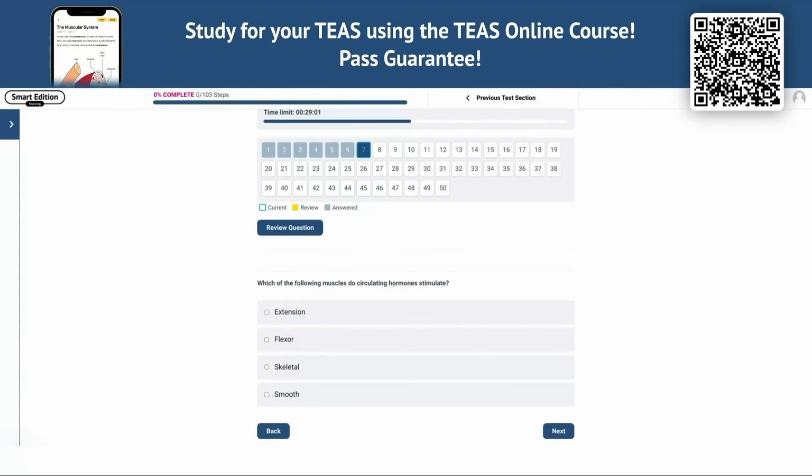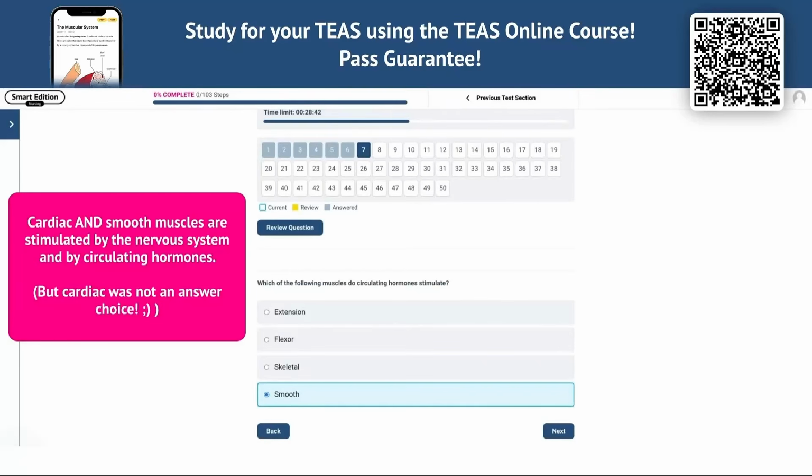Which of the following muscles do circulating hormones stimulate? Extension, flexor, skeletal, or smooth? Okay, the answer for this question is D, smooth muscles.